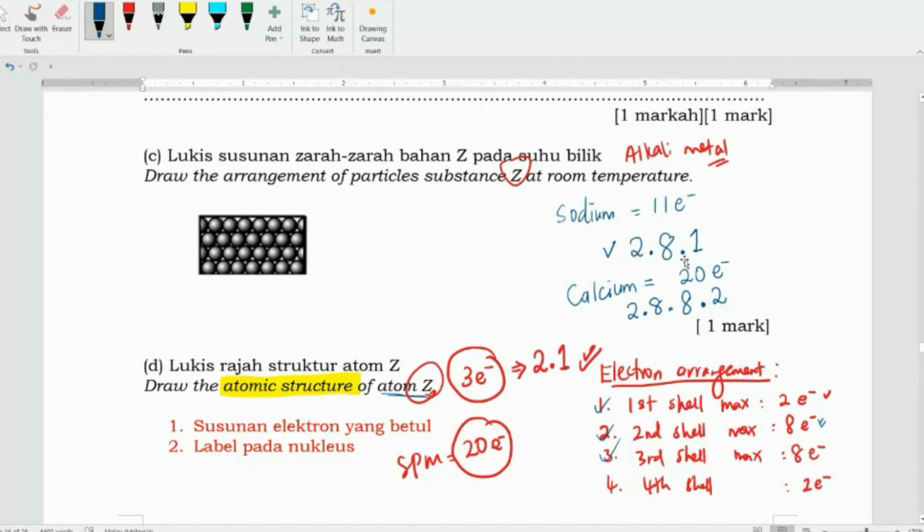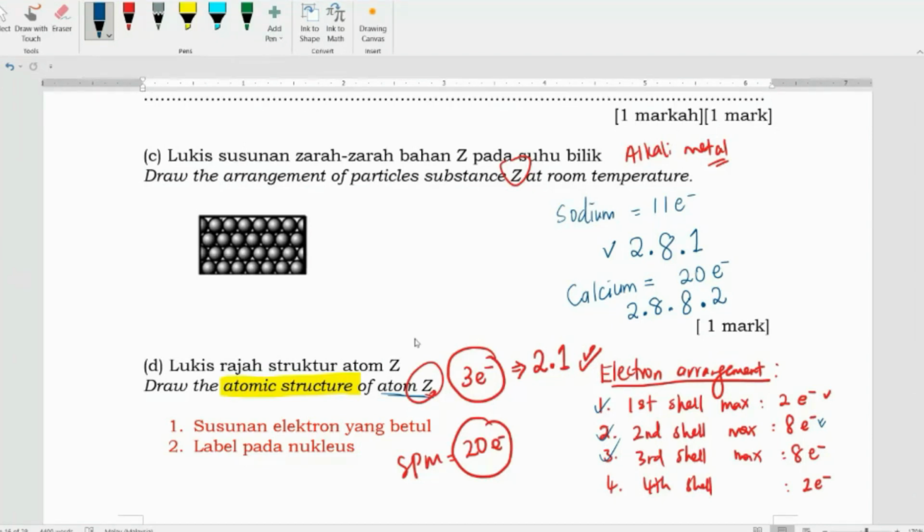So after you know the electron arrangement, then you can draw. First shell you put in 2, then second shell put in 8 for sodium, then third shell put in 1. Okay. Now, this one is the electron arrangement.